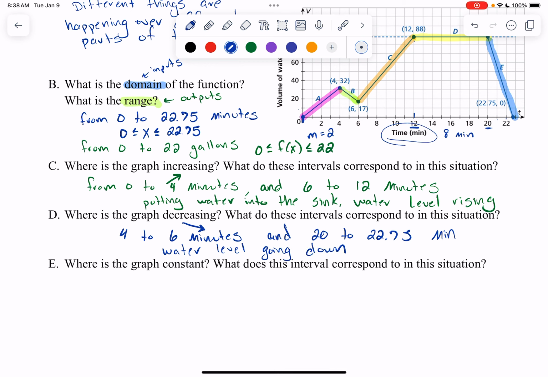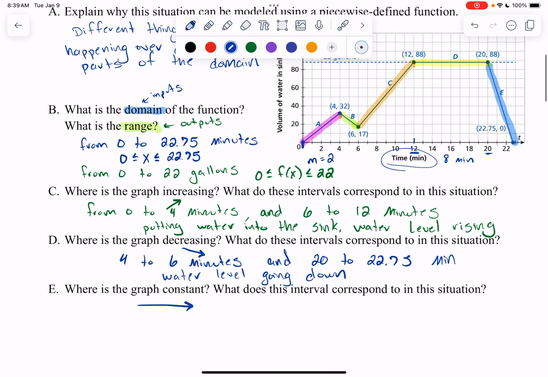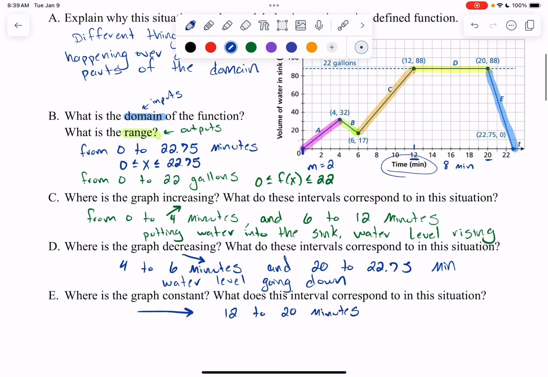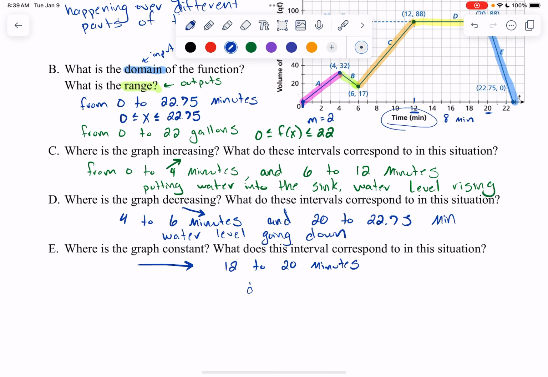Okay. Where is the graph constant? It just stays constant, it doesn't go up, doesn't go down. That would be this interval here from 12 to 20 minutes. What does this interval correspond to in this situation? I don't know, maybe doing the dishes? Doing the dishes, possibly?